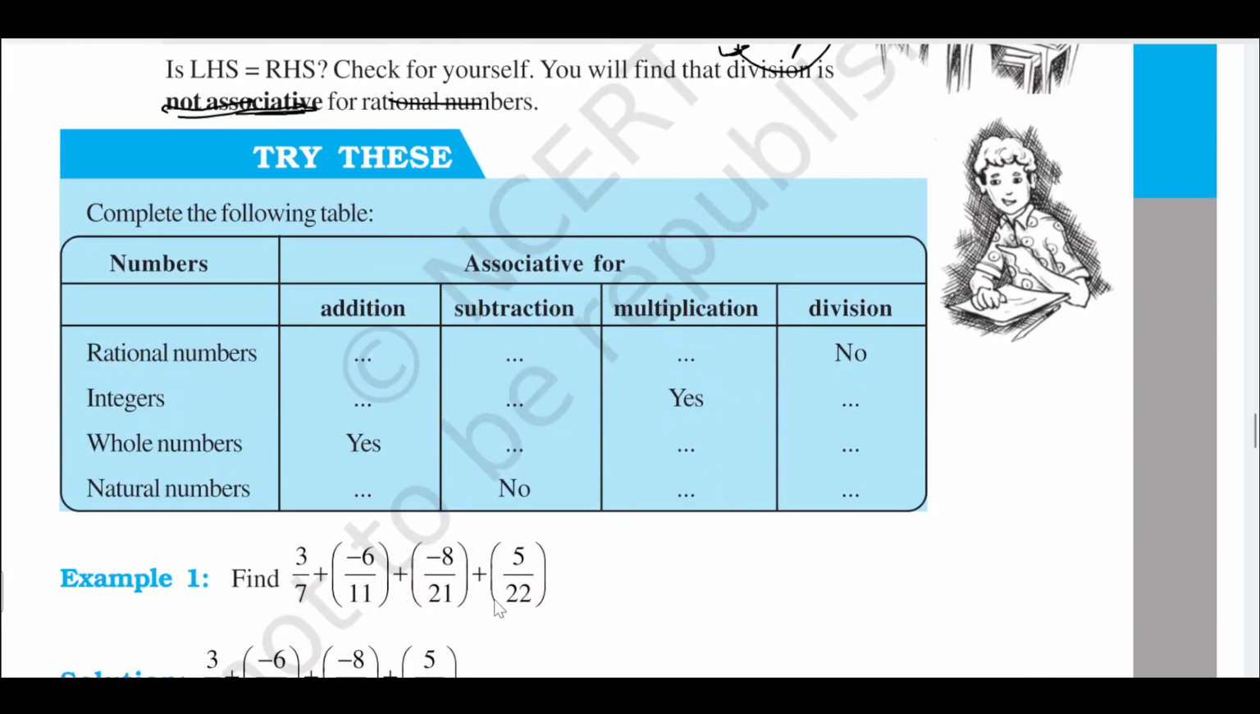Next, there is one example. This is one table.